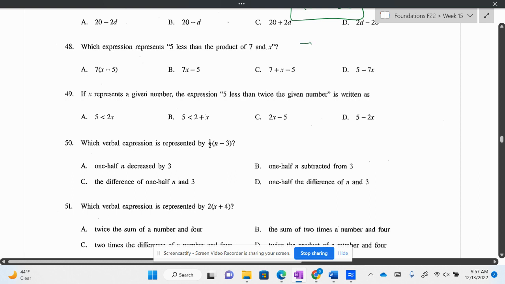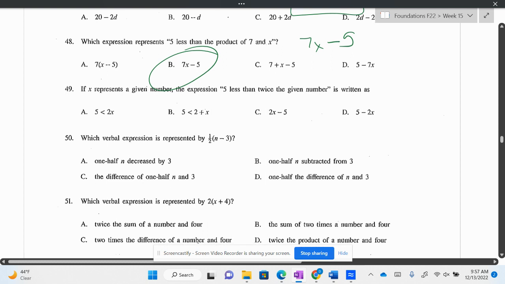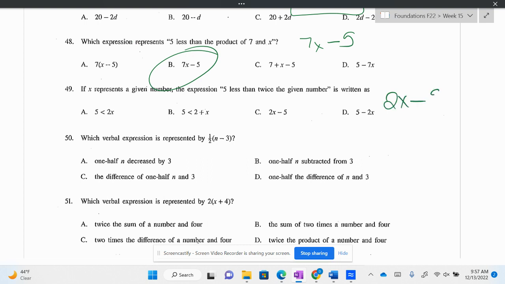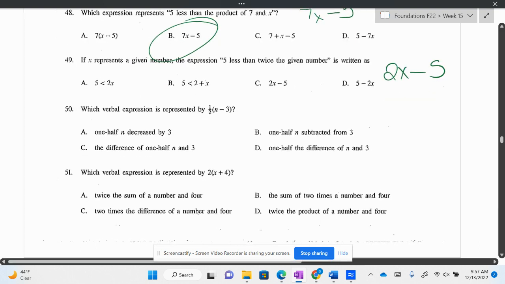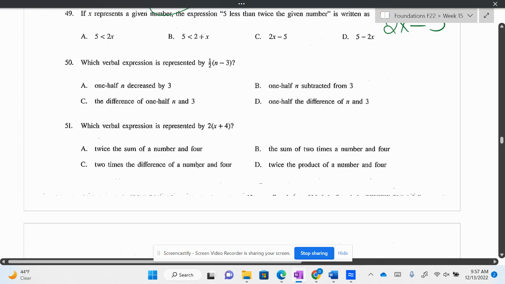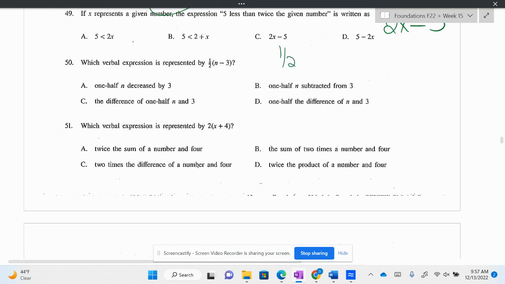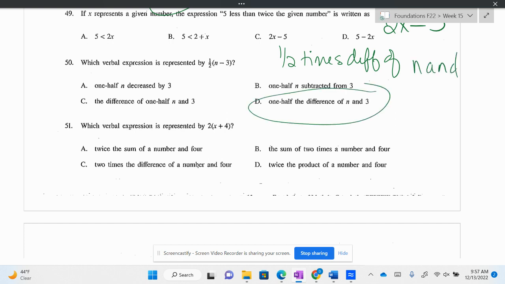5 less than the product of 7 and x. Remember, less than you do afterwards. x represents a number, the expression 5 less than twice that number. We have a lot of less than. Make sure you're aware of that. Verbal expression. So 1/2 times the difference of n and 3. 1/2 of the difference of n and 3. I love that.